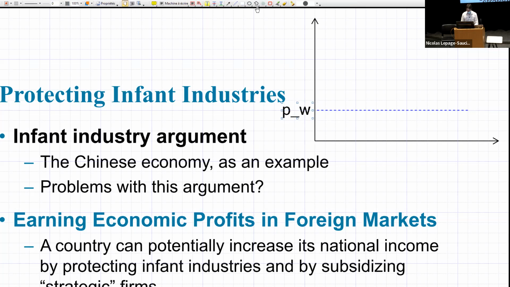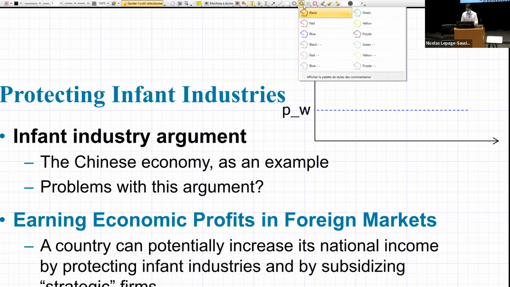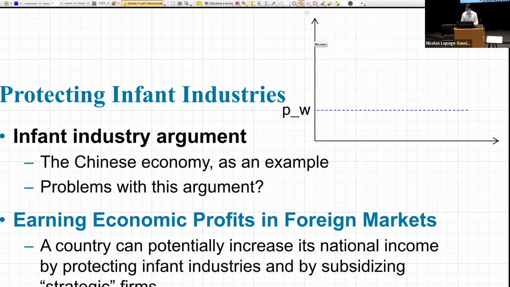And then you have the local demand. So yeah, imagine it's the local demand. It could be the global demand too, but let's go with the local demand.